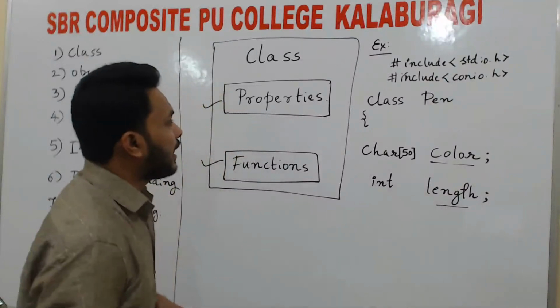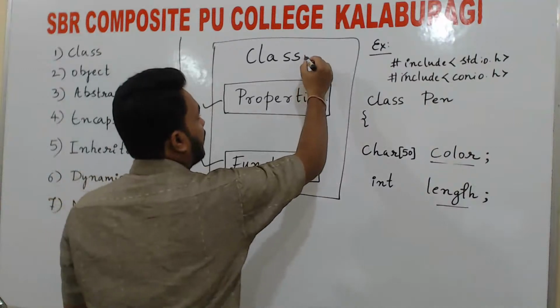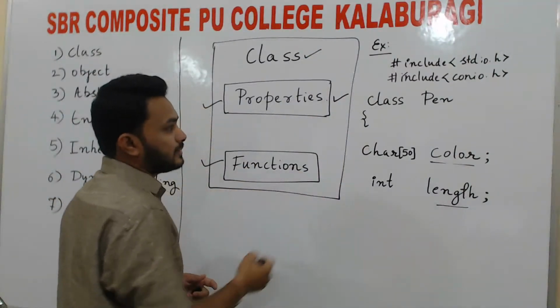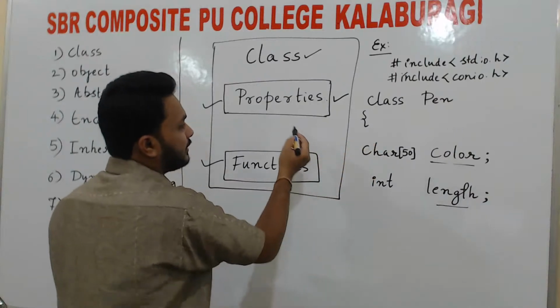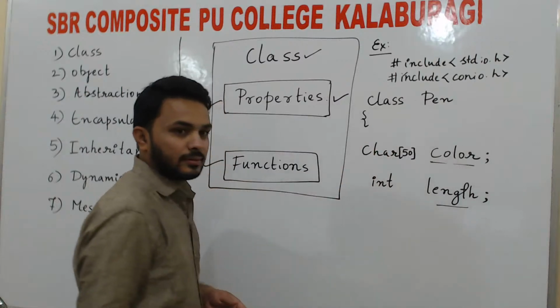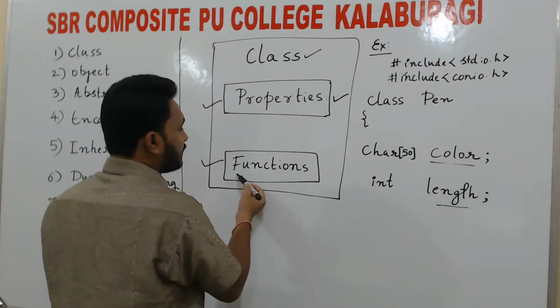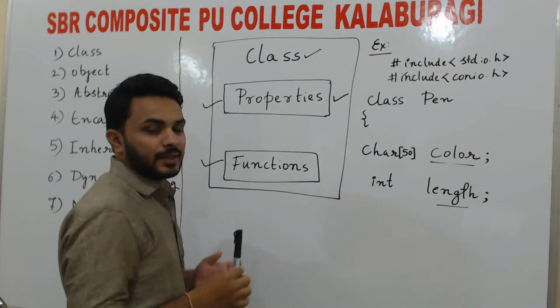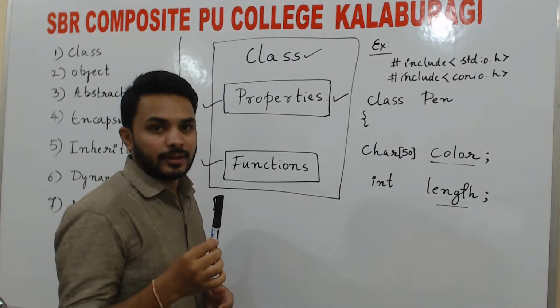You need to add a function. Now you have written a class. Then you have added properties inside a class. What properties? A color and length properties of a pen. Got it? Then functions. You need to include a function. What function? It helps to write on the blackboard.